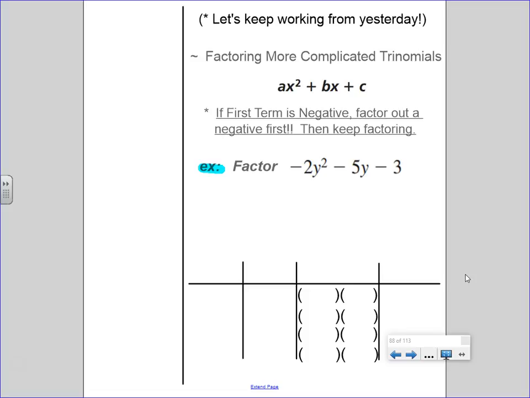Okay, we're still doing the hard ones with the number in front. How do you guys know it's a number in front? The A, or look at the example, it's a -2, right?